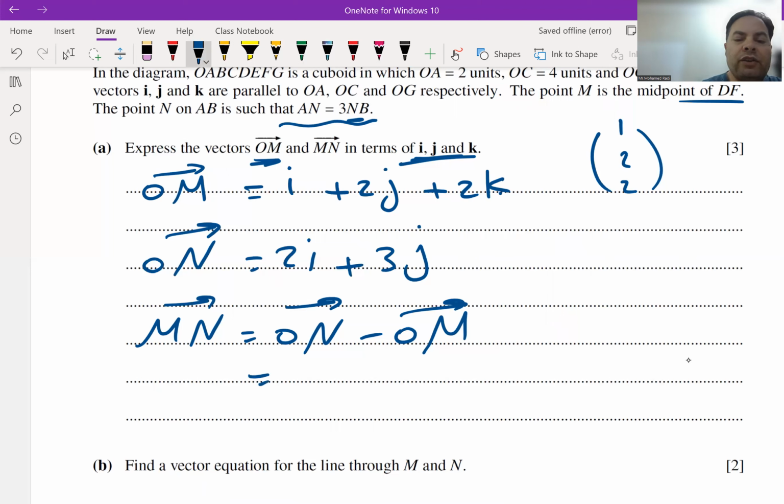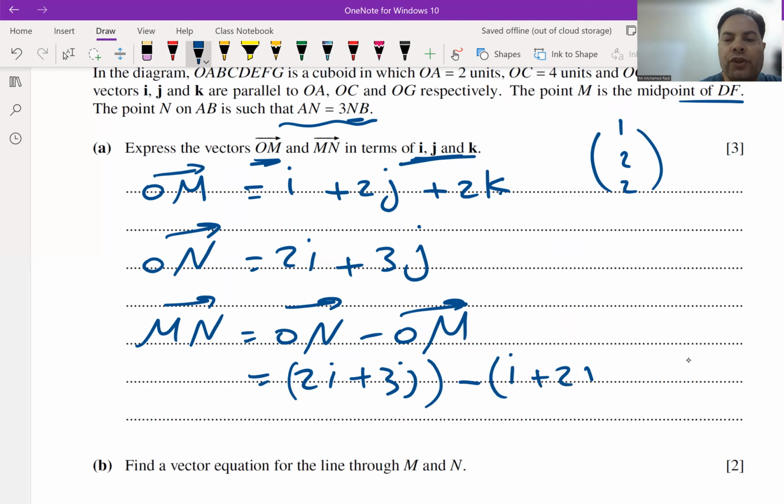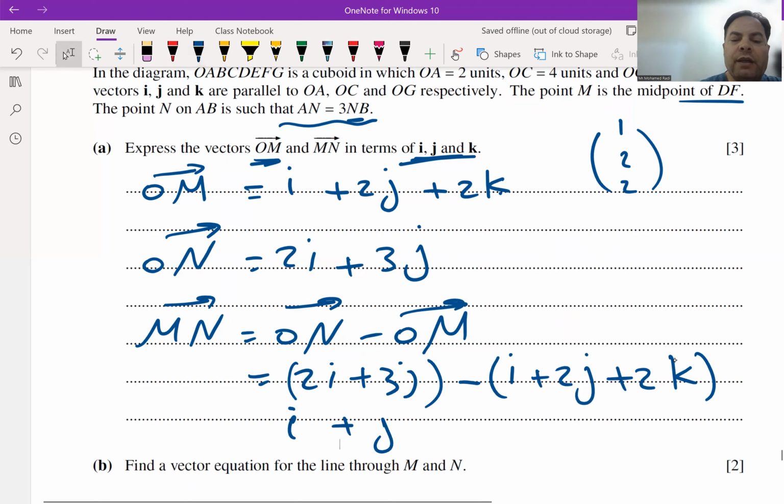It's ON, 2i plus 3j, minus OM, which is i plus 2j plus 2k. Simplify, your answer will be: 2i minus i is 1i. Then 3j minus 2j is 1j. Then 0 minus 2 is minus 2k. This is the final answer.